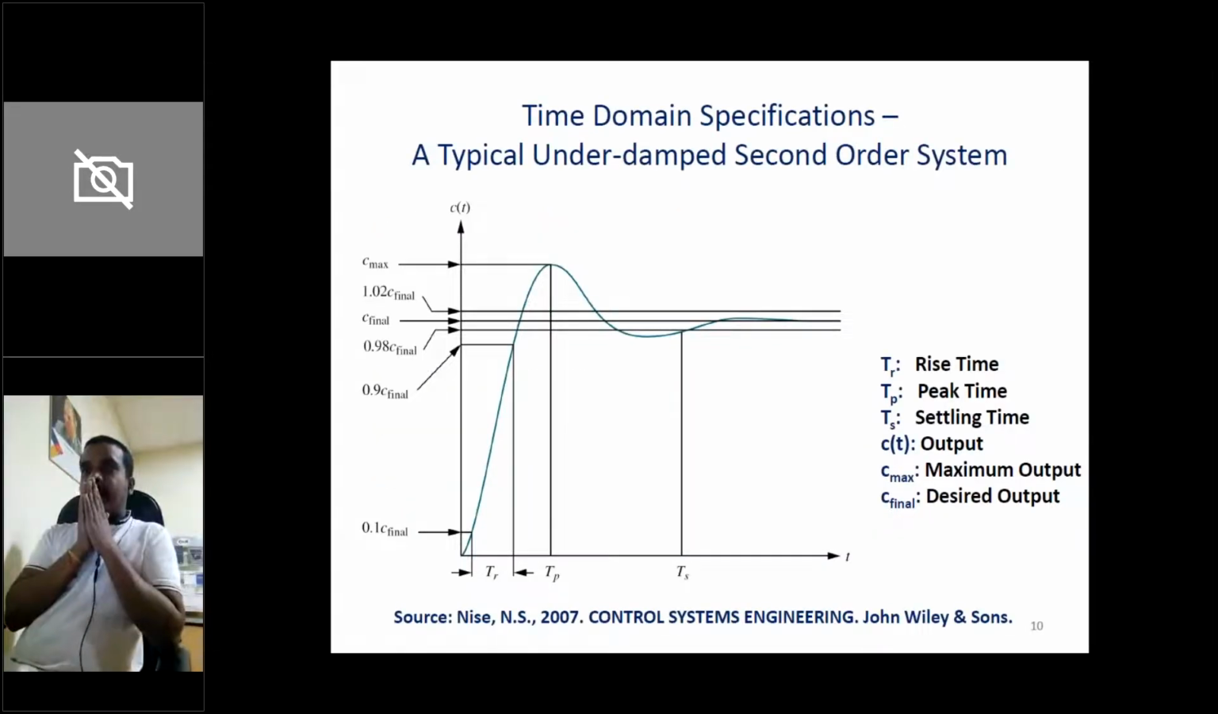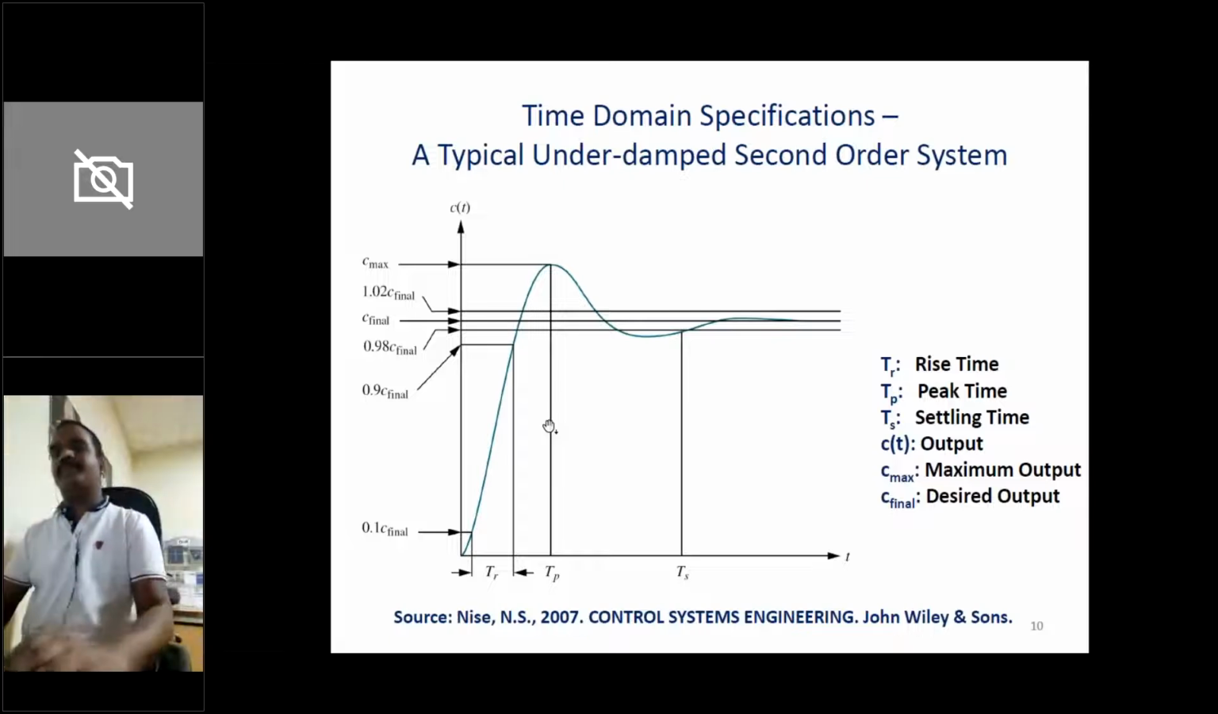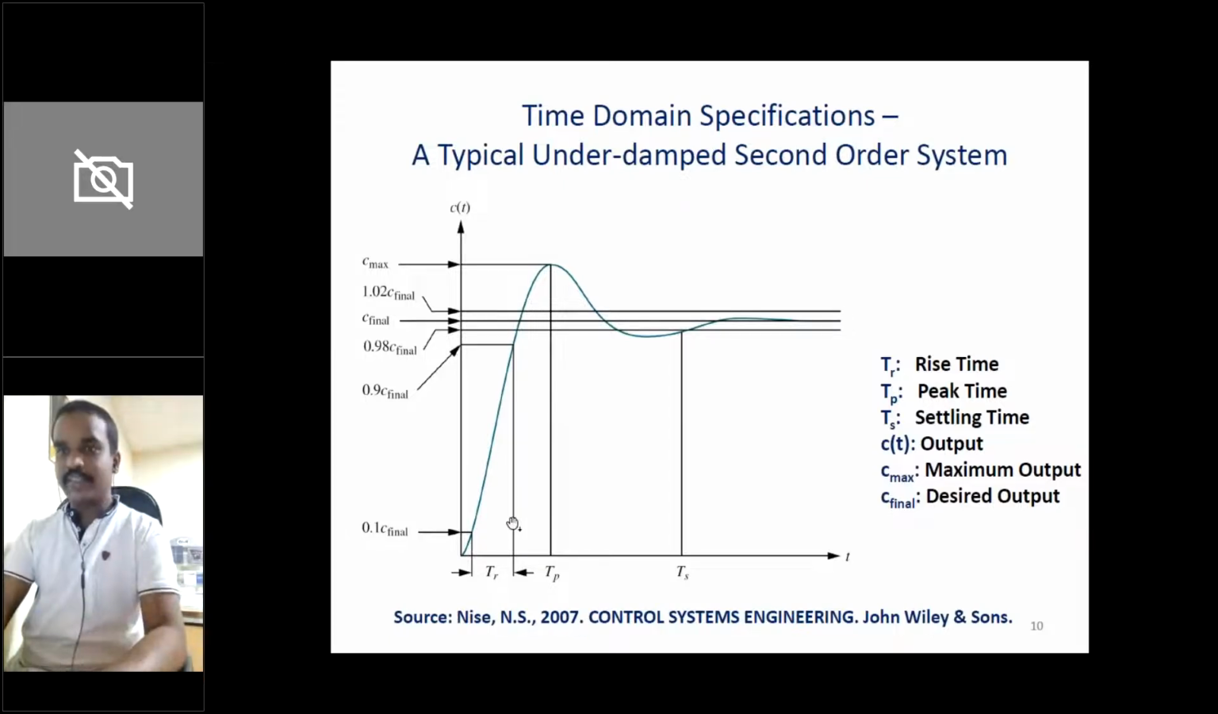So this is a typical time domain specification, a typical time domain second order plant response, underdamped. I have taken this from the Norman Nise textbook. Wherever I have taken the sources from, it is written at the bottom. For example, this particular example I have taken from Norman Nise. You might be aware of this diagram, but I will explain it. This is a standard second order underdamped response, and this is my C final.